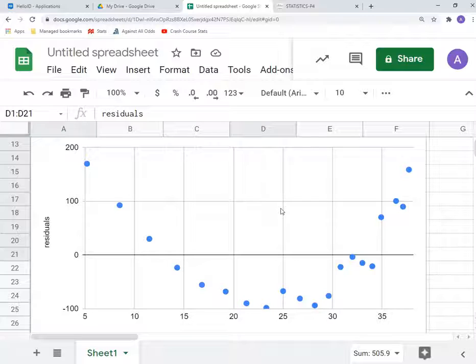So what's wrong with our residual plot? It has a pattern. Linear patterns are not good. Now I'm just making a quick sketch. It's not going to be anywhere close to perfect.